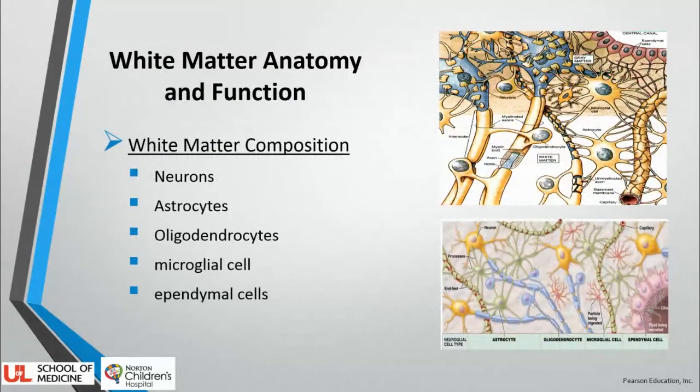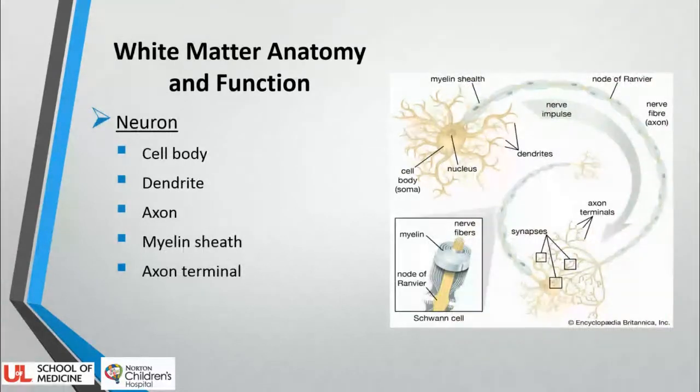At the cellular level, white matter is composed of neurons, astrocytes, oligodendrocytes, microglial, and ependymal cells. Neuron, as we all know, conducts sensory, motor, and proprioceptive impulses throughout the central nervous system. The picture here is an illustration of a neuron. The axon is located centrally and conducts signals in the form of action potentials from the cell body to the axon terminal, where it then synapses with the dendrite of another neuron, and that's how impulses are propagated.